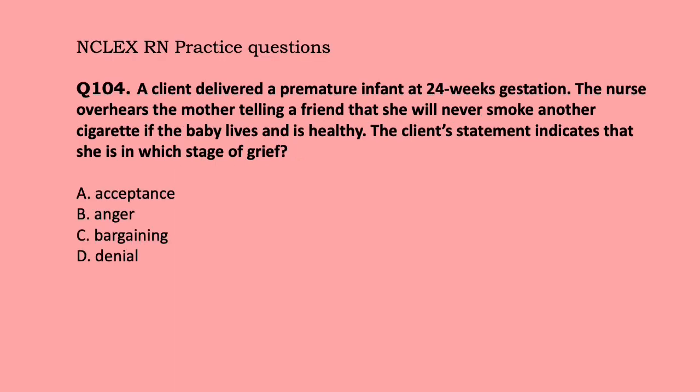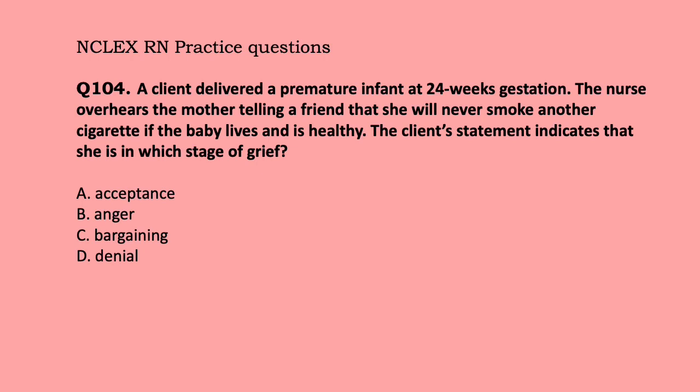NCLEX RN Practice Questions. Question 104. A client delivered a premature infant at 24 weeks gestation. The nurse overhears the mother telling a friend that she will never smoke another cigarette if the baby lives and is healthy. The client's statement indicates that she is in which stage of grief?